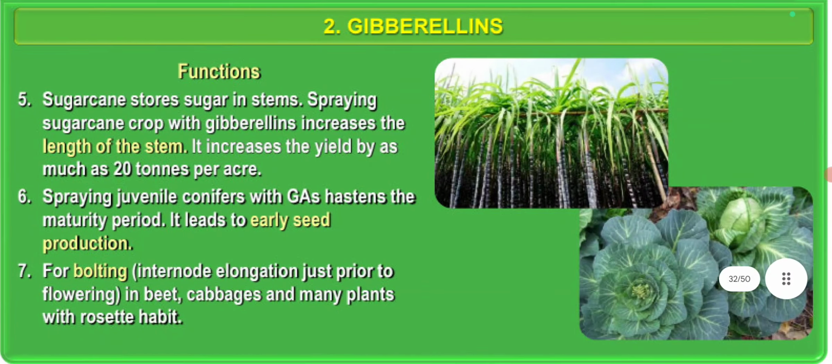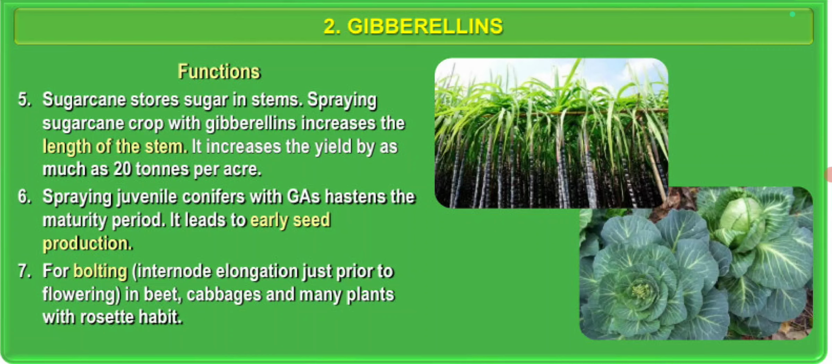Some more points. Fifth, sugarcane stores sugar in stems. Spraying the sugarcane crop with gibberellin increases the length of the stem. It increases the yield by as much as 20 tons per acre. Sixth, spraying juvenile conifers with gibberellic acid hastens the maturity period. It leads to yearly seed production.